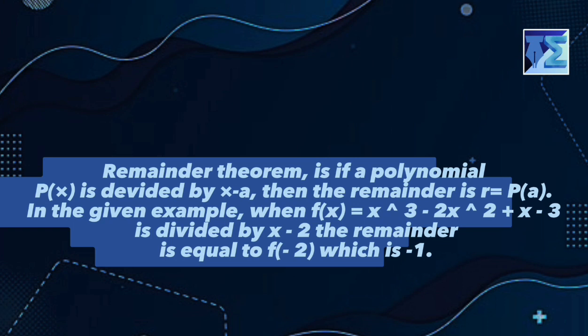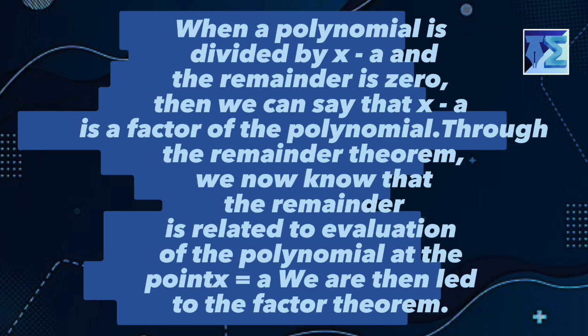In the given example, when f of x is equal to x cubed minus 2x squared plus x minus 3 is divided by x minus 2, the remainder is equal to f of 2, which is negative 1. When a polynomial is divided by x minus a and the remainder is 0, then we can say that x minus a is a factor of the polynomial. Through the remainder theorem, we now know that the remainder is related to evaluation of the polynomial at the point x is equal to a. We are then led to the factor theorem.